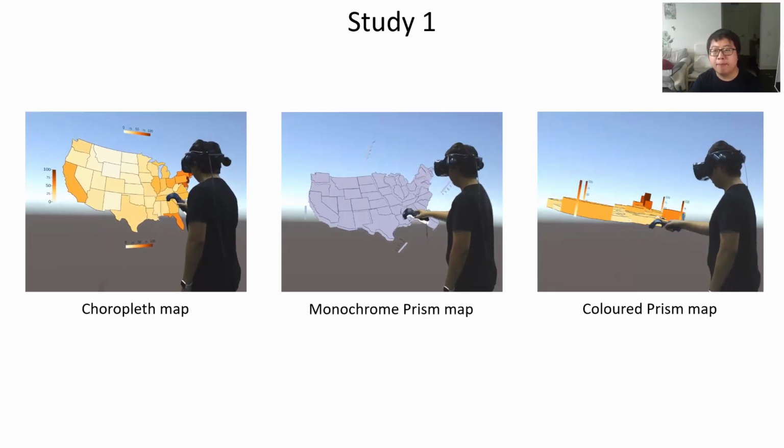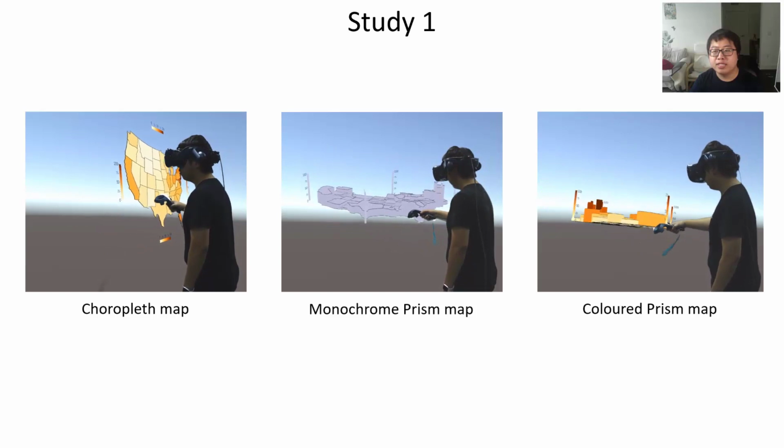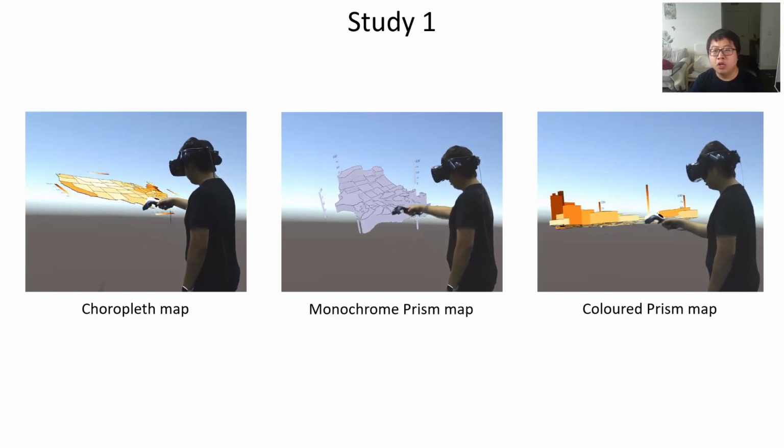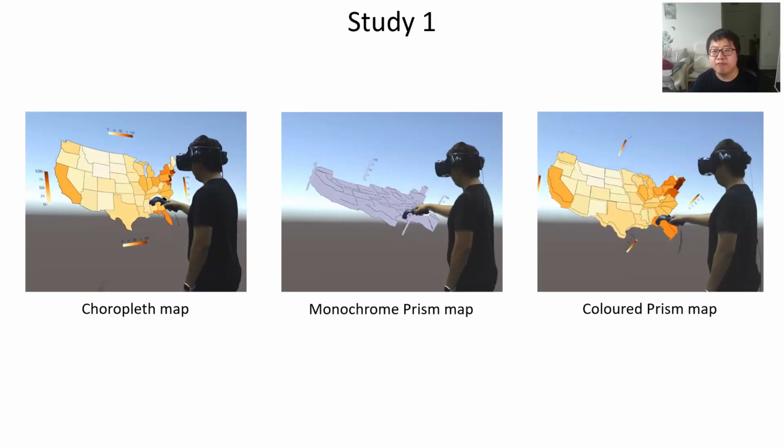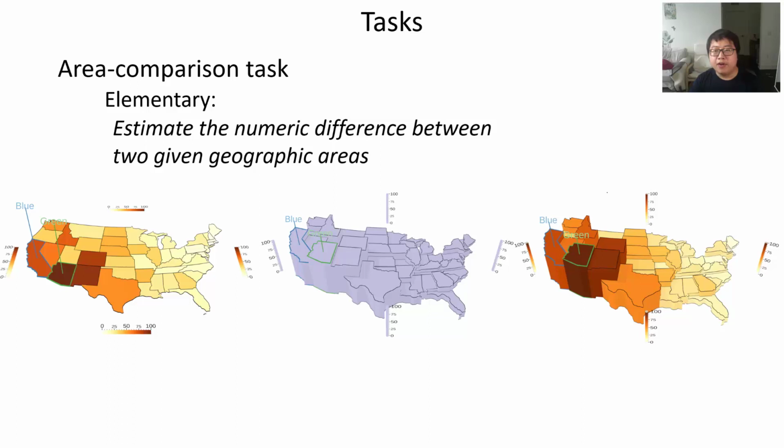To systematically compare the effectiveness of choropleth and prism maps with and without color, we designed and conducted a controlled user study to evaluate them in an immersive environment. We identified tasks from known map tasks and previous studies. The first task we tested was an analytic task. Basically, we asked our participants to compare two values, but instead of only identifying the larger one, we asked them to estimate the difference between the two. We expect this can give us a more nuanced understanding of the performance.